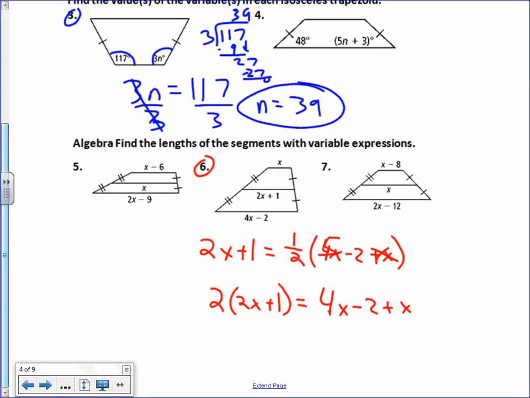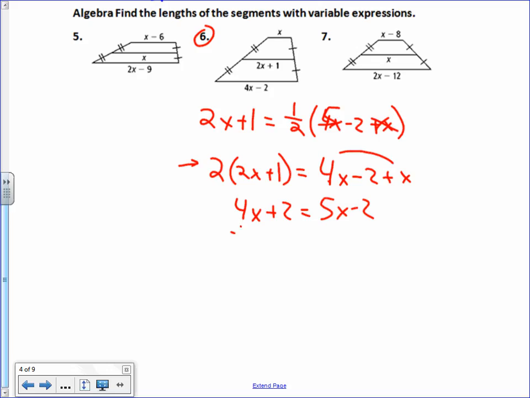Alright, so when you distribute on the left side, we have, so again, this is the way I'm doing it instead, 4x plus 2 equals, those two would be 5x minus 2. If you subtract 4x from both sides, and you add 2 to both sides, you are left with 4 equals x. So there you go. X equals 4.